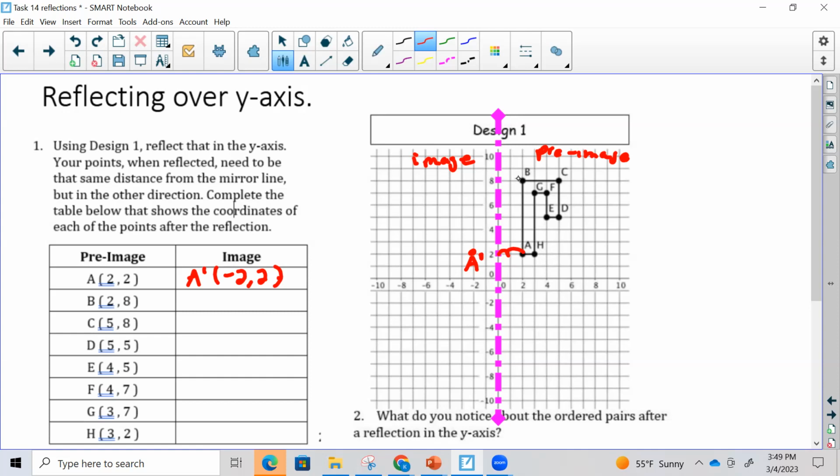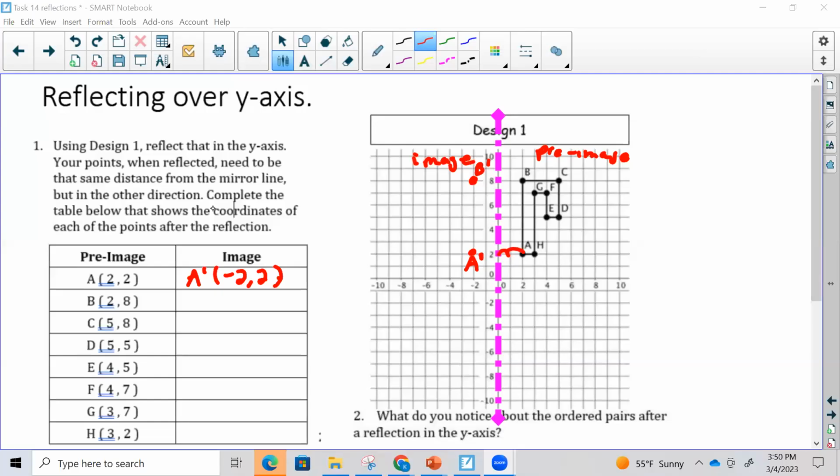So if I take B, I would count B is 1, 2 to my line. So I would count again 1, 2 on the other side of the line. So this is B prime. Again, B prime has to be the same distance from the line as B, just in the opposite direction. And we're going to do that for every point.